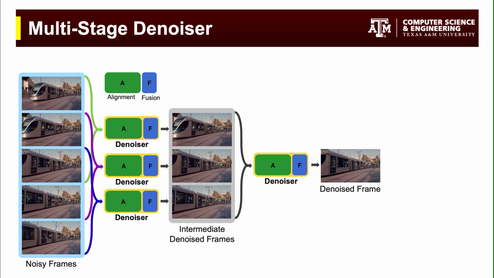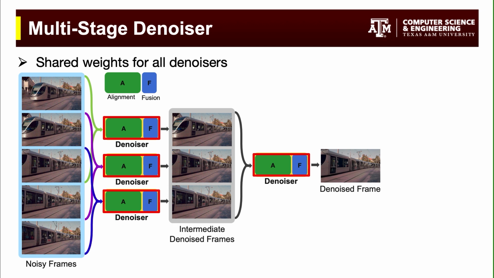Note that if we want to utilize a larger number of frames to denoise each frame, we can simply increase the number of stages. In our system, we use convolutional neural networks to model both the alignment and the fusion stages, and the networks in all the denoisers have shared weights.